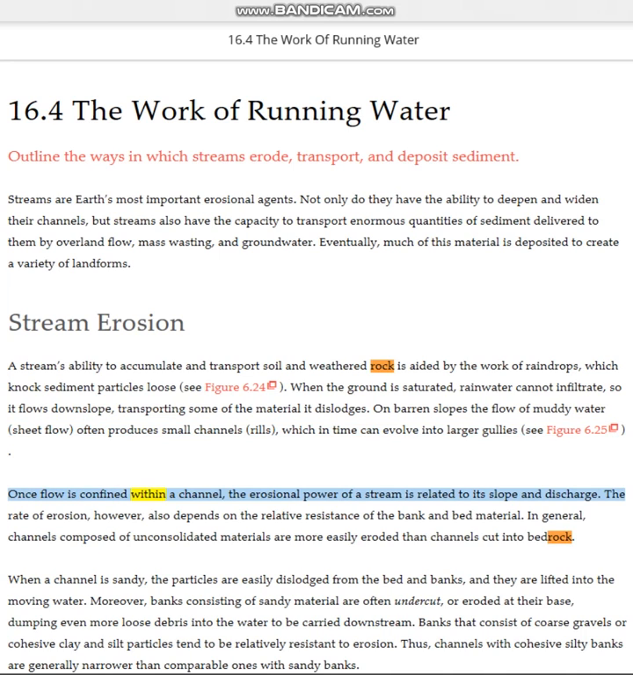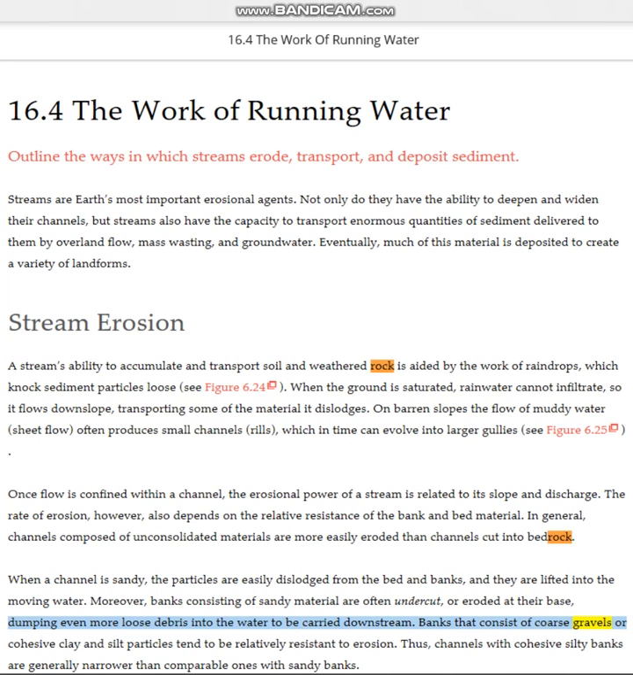Once flow is confined within a channel, the erosional power of a stream is related to its slope and discharge. The rate of erosion, however, also depends on the relative resistance of the bank and bed material. In general, channels composed of unconsolidated materials are more easily eroded than channels cut into bedrock. When a channel is sandy, the particles are easily dislodged from the bed and banks, and they are lifted into the moving water. Moreover, banks consisting of sandy material are often undercut, or eroded at their base, dumping even more loose debris into the water to be carried downstream.